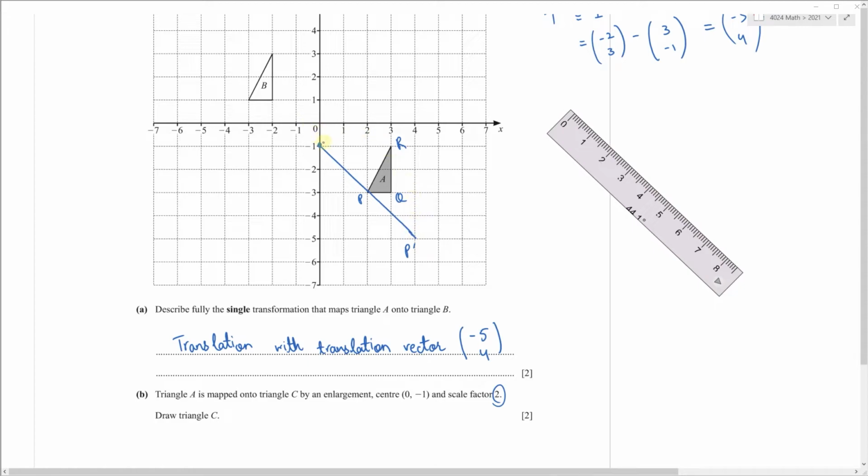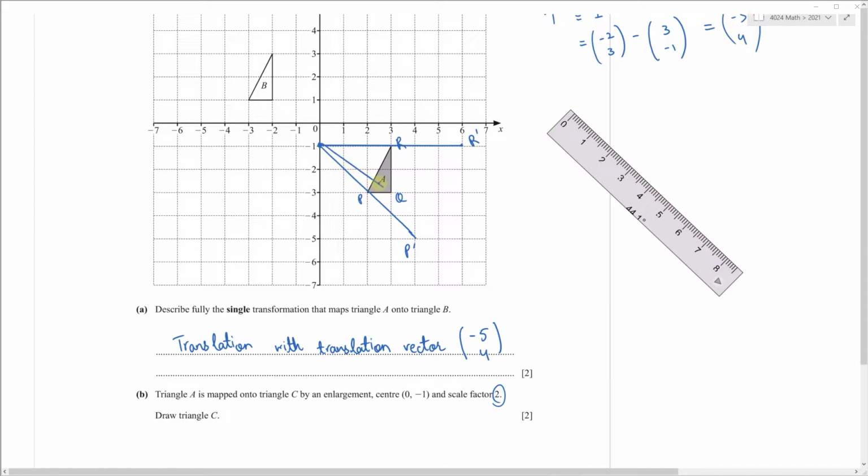I'll do a similar thing with R. R is a distance of 3 from this center of enlargement. R prime will be in the same direction. If the scale factor was negative, we would have gone in the opposite direction, so we remain in this same direction. If this is 3, R prime will be 6, a distance of 6 from the center of enlargement. And then you do the same thing with Q.